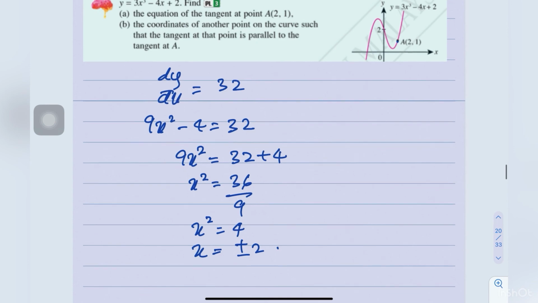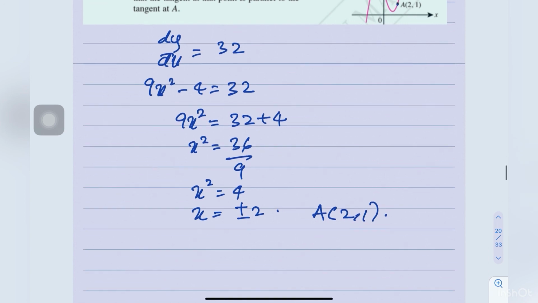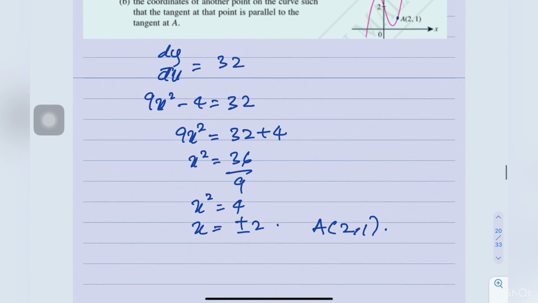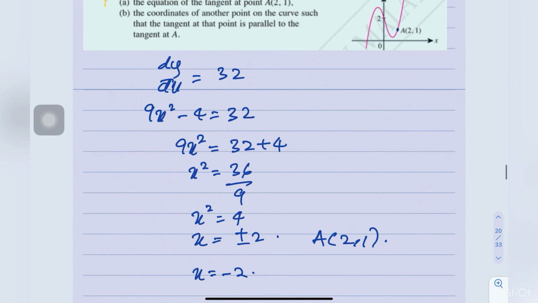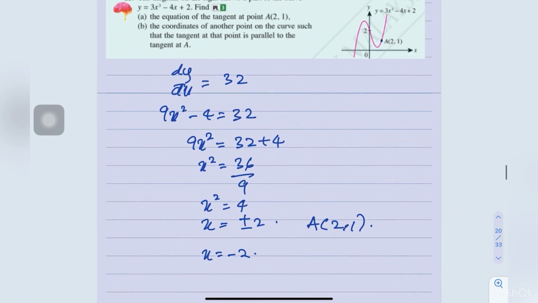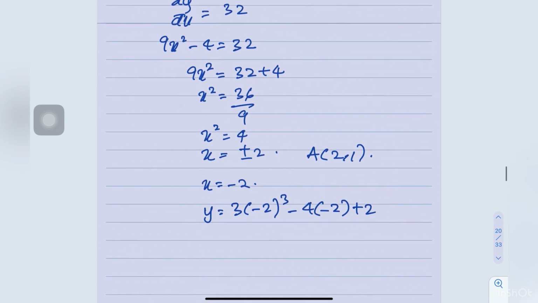But previously we have point A, (2, 1), which is x equals 2. So therefore, the other point has x equals negative 2. To find the coordinates, you substitute x equals negative 2 into the equation. So y equals 3 times negative 2 cubed minus 4 times negative 2 plus 2, which equals negative 14. So the other point is (-2, -14).